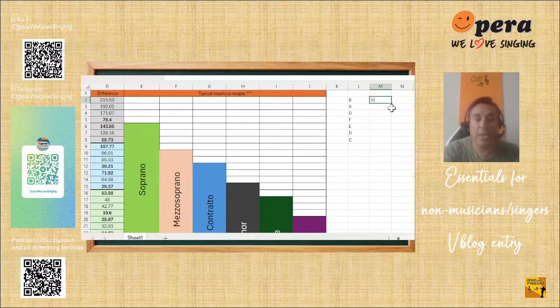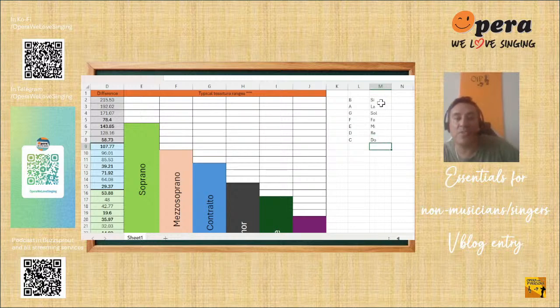The B is called the Si, the A is called the La, the G is called the Sol, the F is called the Fa, the E is called the Mi, the D is called the Re, and the C is called the Do. That's how it actually works. Do, re, mi, fa, sol, la, si. That is the series, that is the order of the notes.